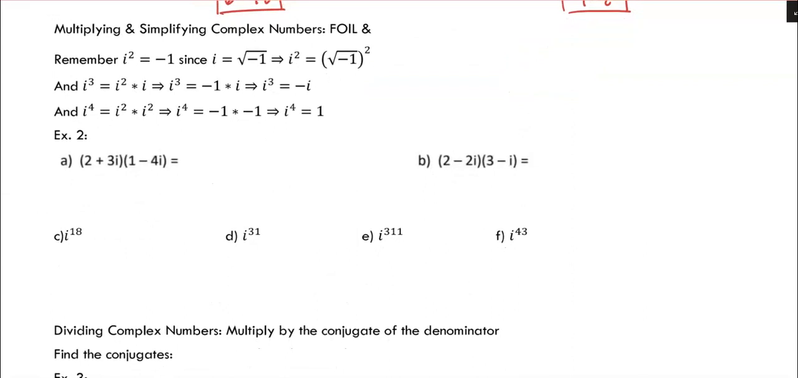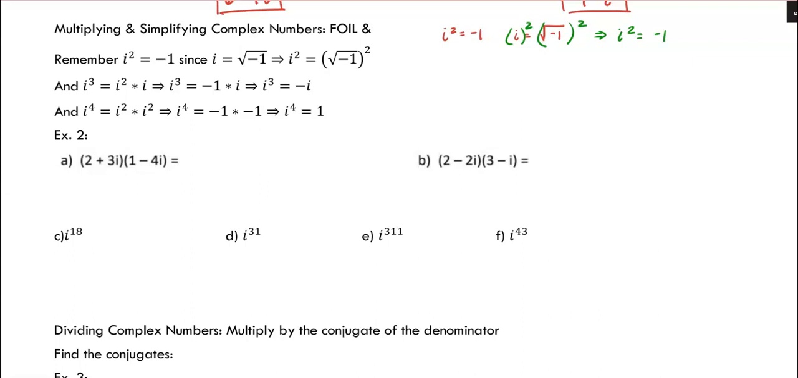Okay, remember the second part, that i squared equals negative 1. If you don't want to remember that, then you can always start here. We know that i equals the square root of negative 1. If I take this and square both sides, it ends up as i squared. A square root raised to the second power is going to be itself in the radicand.